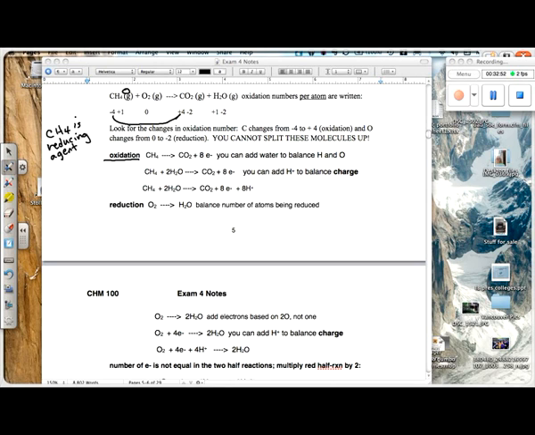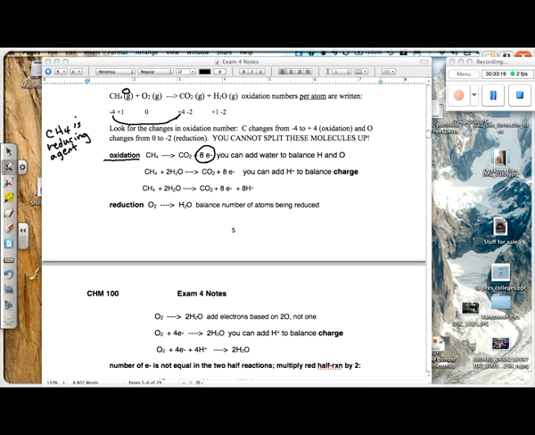Oxidation. The change on the number line, remember, is 8. They are 8 spaces away from one another. So I'm going to add 8 electrons to the right because that's where I add electrons for oxidations. Okay? Now, we're going to need to balance charge and hydrogens and oxygens.